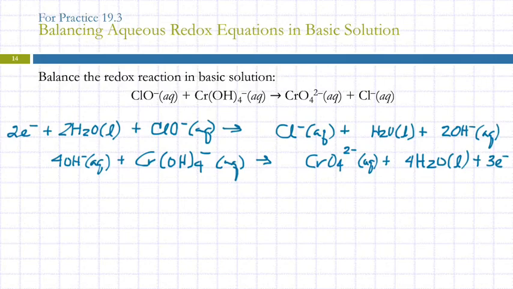So the next step is getting the number of electrons to be the same. I've got 2 on one of these and 3 in the other, so I'm going to make them both be 6. I get 2 to be 6 by multiplying by 3, so I have to multiply everything by 3.